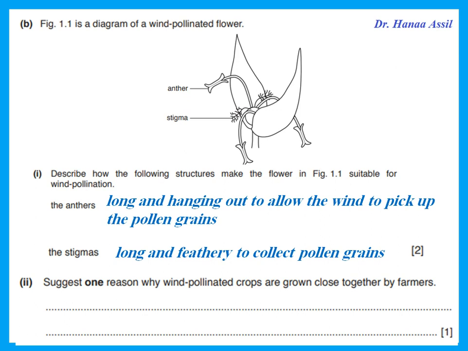So just one reason why wind-pollinated crops are grown close together by farmers. So the plants need to be near to each other in order for pollination to occur. So this allows more chance of pollination. Do you remember what is pollination? Pollination is the transfer of pollen grains from anther to stigma. So when the plants are near to each other, then there is more chance that this will happen.